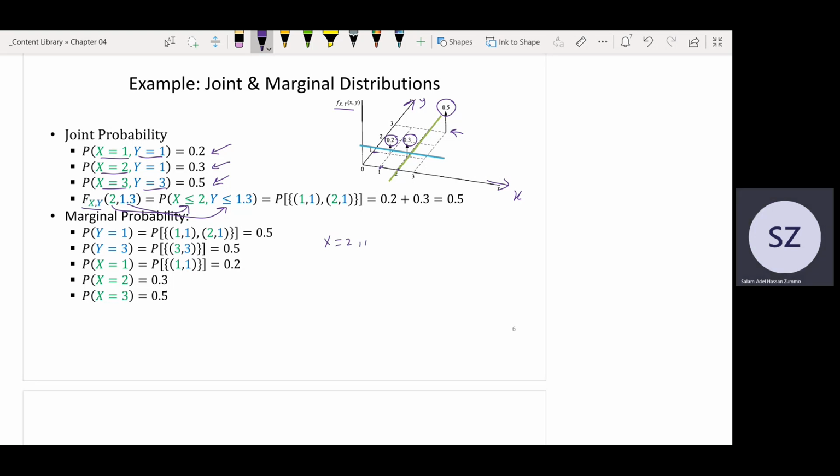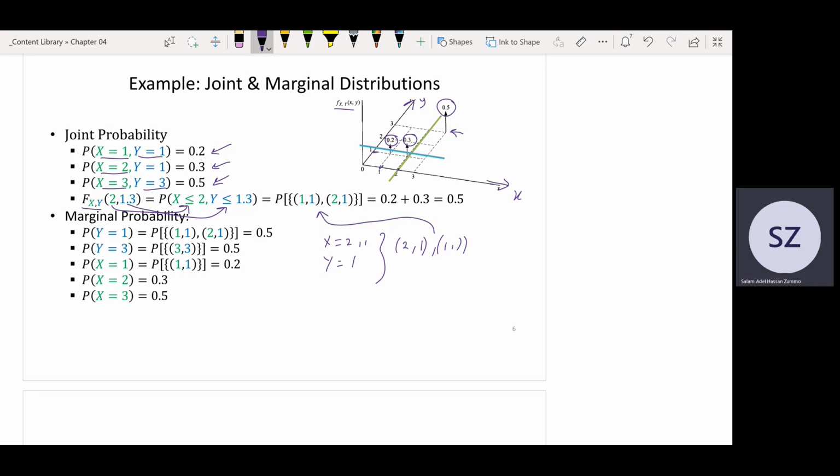What is the corresponding event of Y? Y equal 1. So putting this together gives you the ordered pairs. What are the ordered pairs? 2 and 1, and 1 and 1. This is the way we found this. Okay?